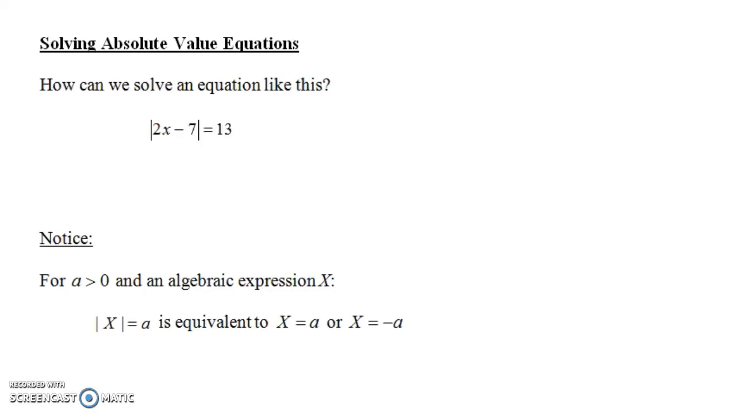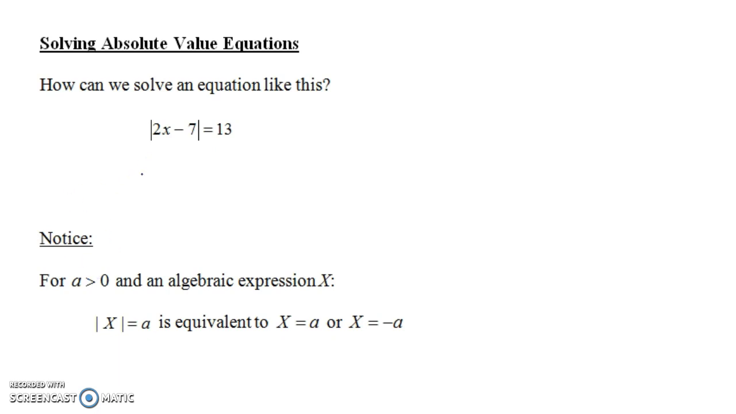In this video, we're going to talk about solving absolute value equations. So the question is something like this. How can we solve an equation like this one? The absolute value of 2x minus 7 equals 13. How do we find a value or values for x that will make this equation true?